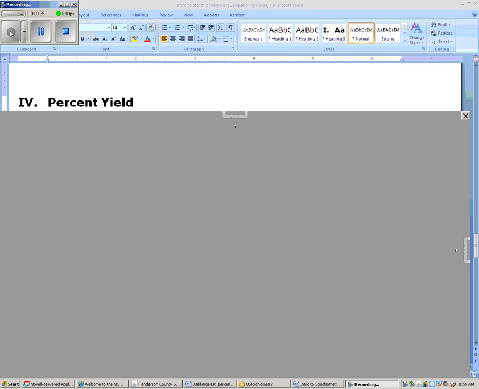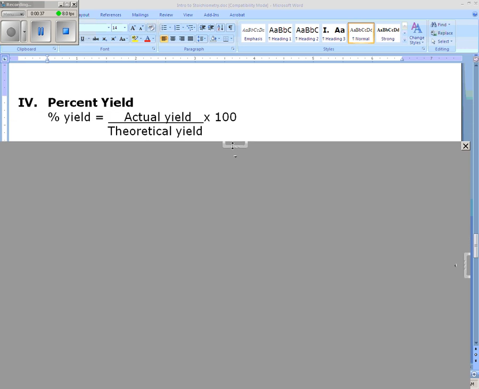So it's called percent yield, and it's just like other percentages. It's part of our whole times 100. Here, our percent yield is equal to our actual yield, how much we actually made, divided by theoretical yield, which is how much the stoichiometry tells us we could make. And then all of that times 100.